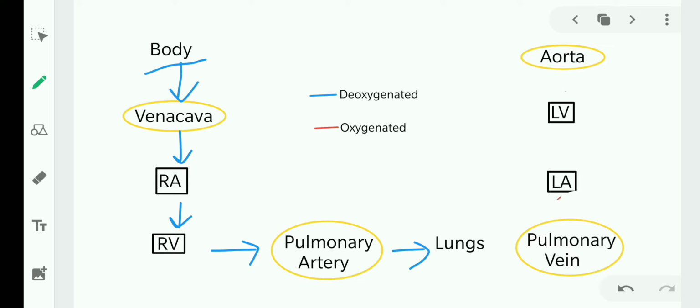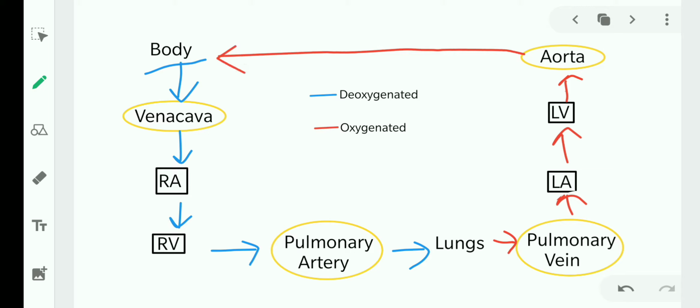Here the lungs add oxygen and the deoxygenated blood becomes oxygenated. So from the lungs the blood enters the left auricle via the pulmonary vein, and from the left auricle it goes to the left ventricle, and from the left ventricle it reaches the whole body via the aorta, and then again the body uses the oxygen, the blood gets deoxygenated, and this cycle goes on and on.